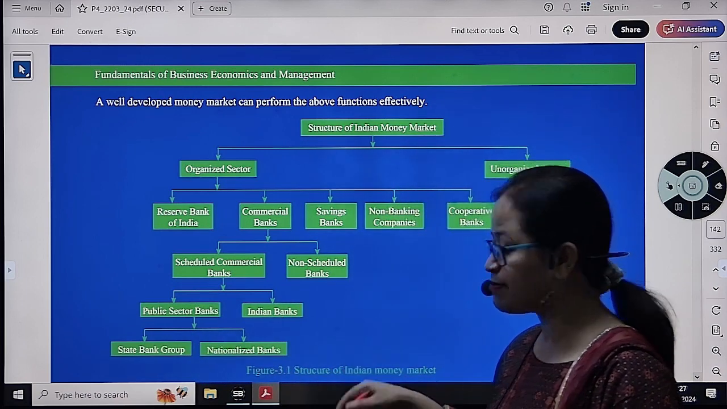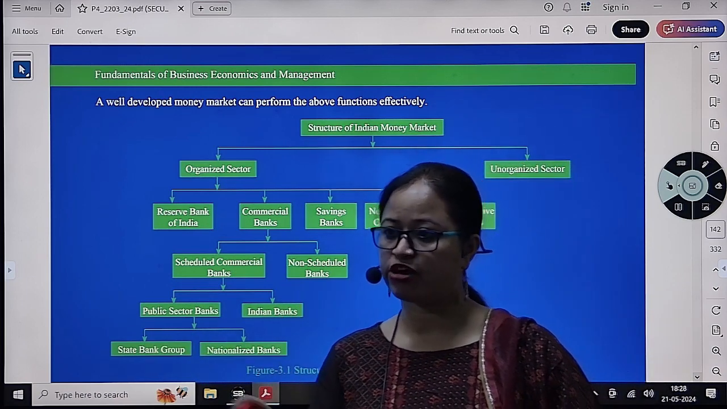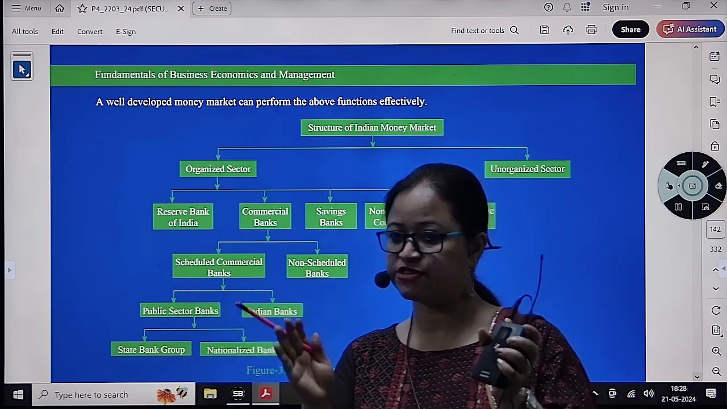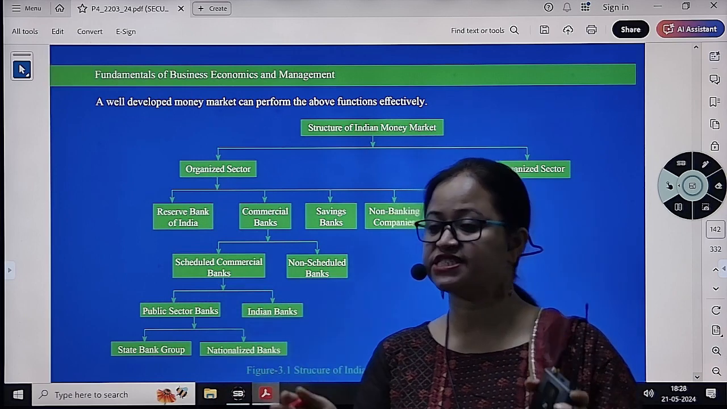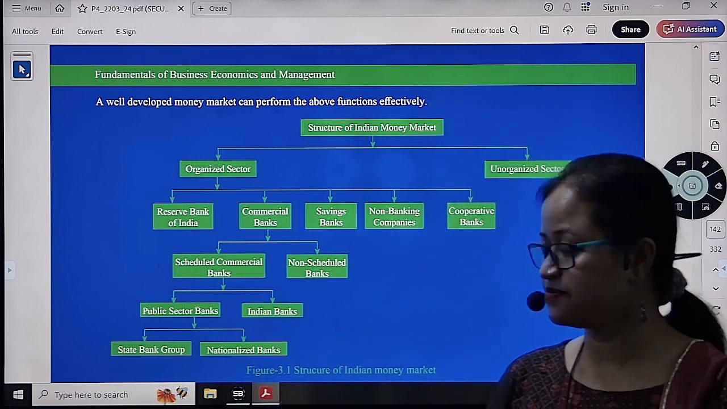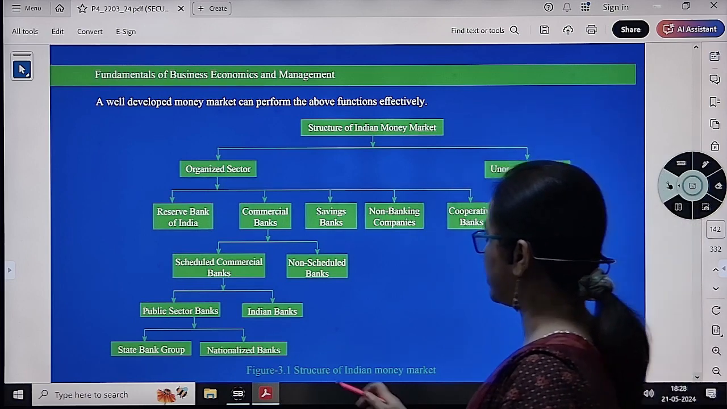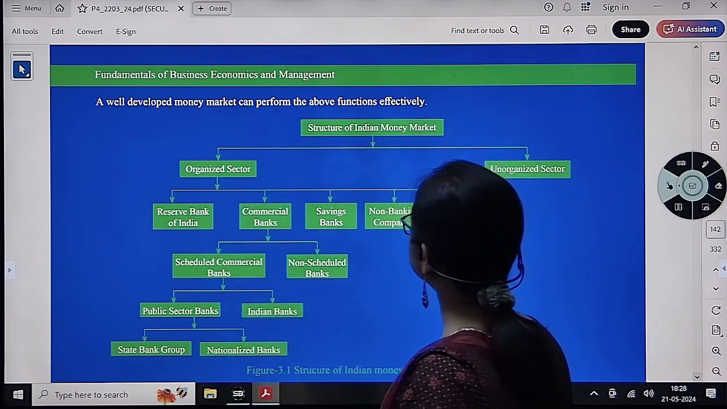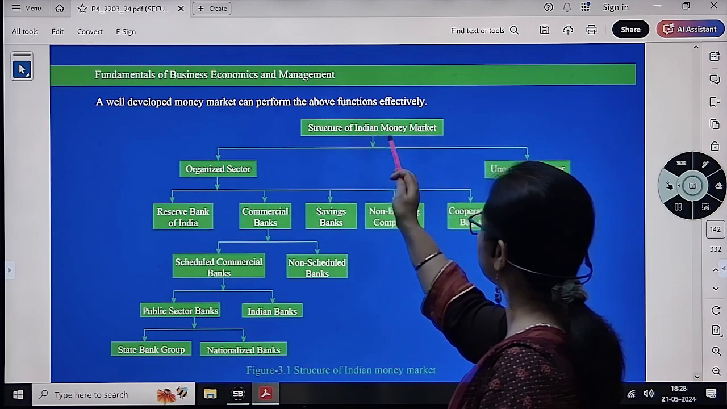SBI, the State Bank Group, for example State Bank of Mysore. We have SBI banks in different states. Another one is the other nationalized banks. So these are the participants, we can say, the structure of the Indian money market.